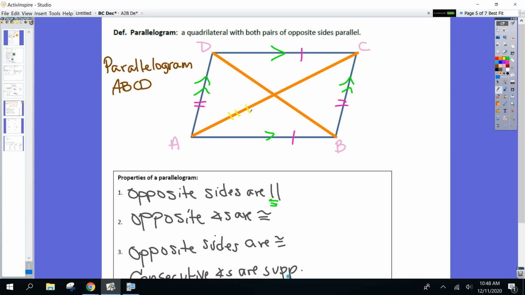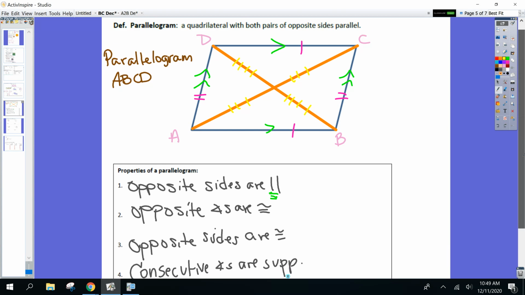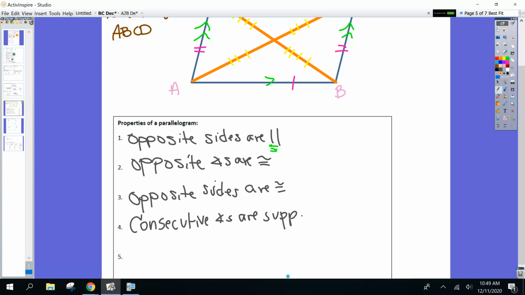1, 2, 3. 1, 2, 3, 4. Bisect each other. Diagonals bisect each other. They cut each other into two equal parts. So there's the fifth and final property. Diagonals bisect each other. Again, key to success in this unit, know the properties.